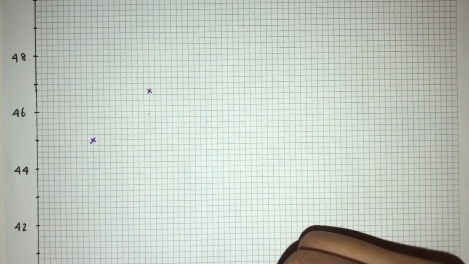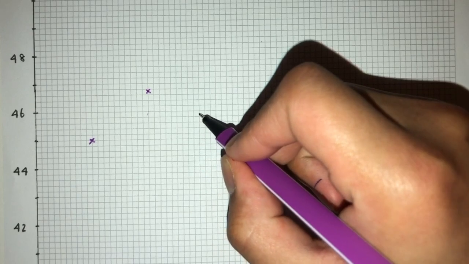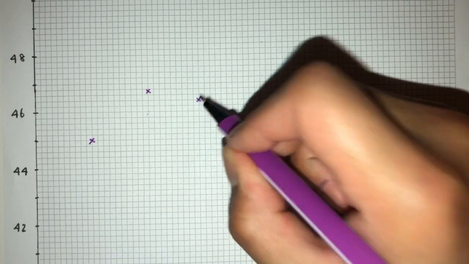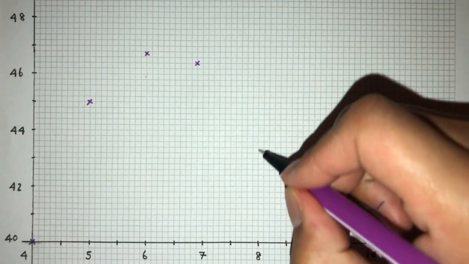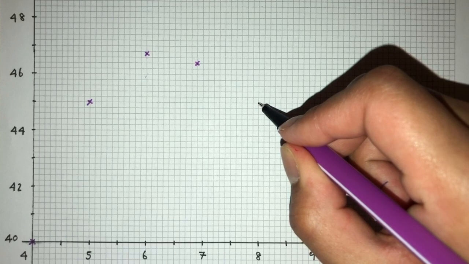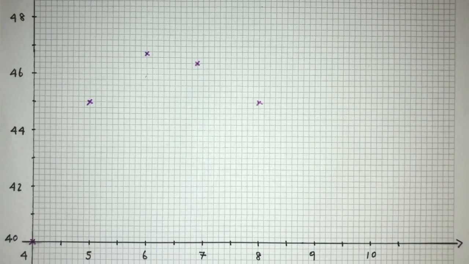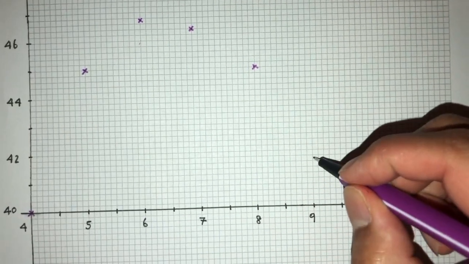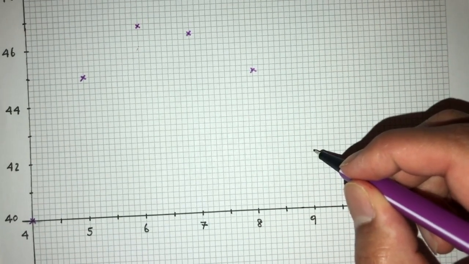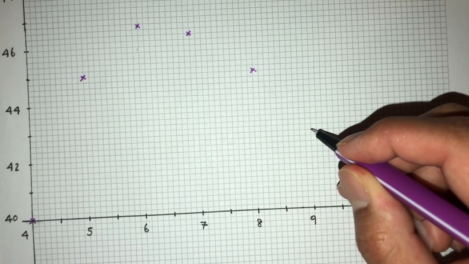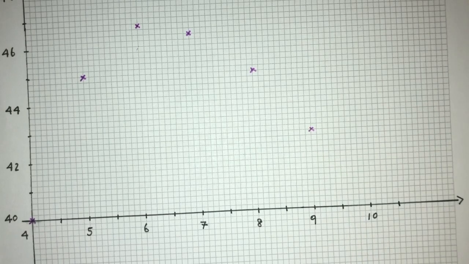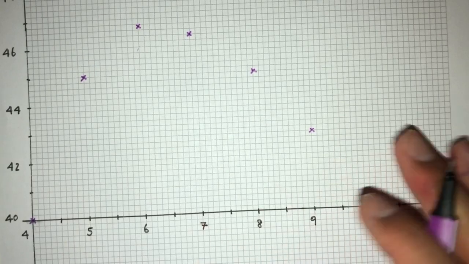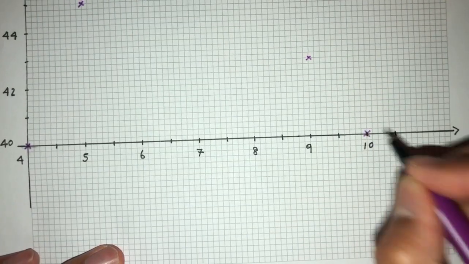And then we have 7, 46.4. 46.4 should be here. Then I have 8, that will be 45. This one, same level as this. 9 will be 42.8. Should be somewhere over here, I believe. Yeah, if I can see correctly right now. And 10 will be 40. 10 is 40, should be this one.